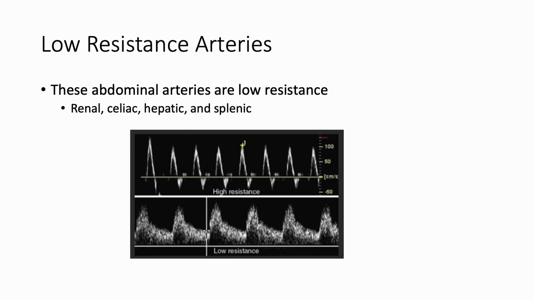Low resistance arteries. This is a little bit of a review, but I want to throw this in. Low resistant, high resistant. Please know the difference and know which arteries are which. So low resistant arteries in the abdomen: renal, celiac, hepatic, and splenic. Those 4 are going to be low resistance.